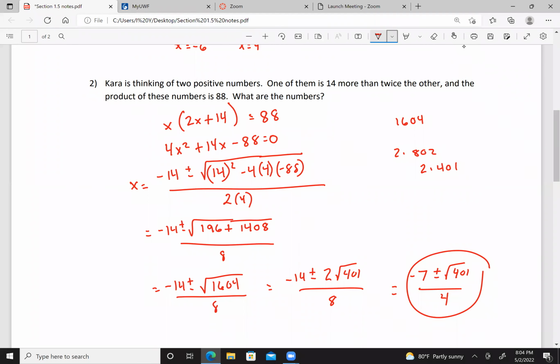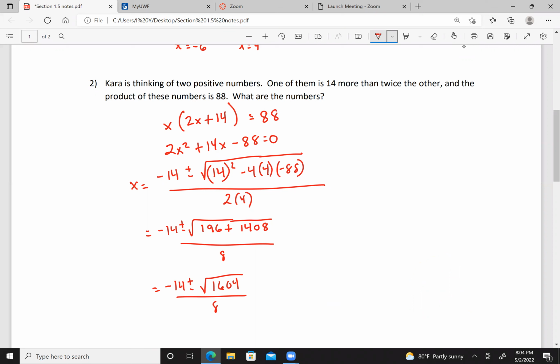One of them is 14 more than twice the other. Okay, so twice the other is 2x plus 14 and x. And the product, when you multiply them, you get 88. Here's the problem right here. That should be 2x squared. And that is why when we have the time, we take the time to look and see if our answers make sense.